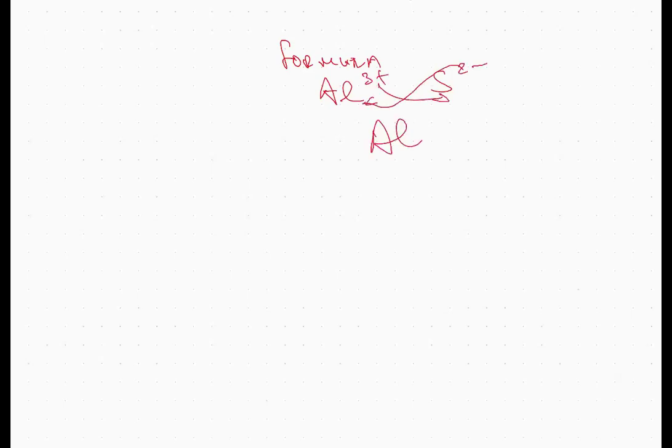Okay, the other question is again the formula. When aluminum and sulfur combine, aluminum is 3+, sulfur is 2-, crisscross method, Al2S3. Right.